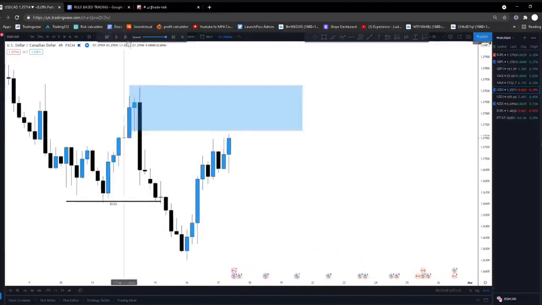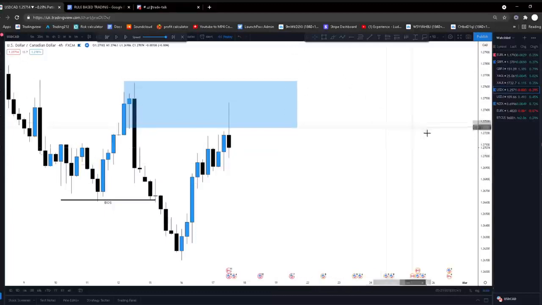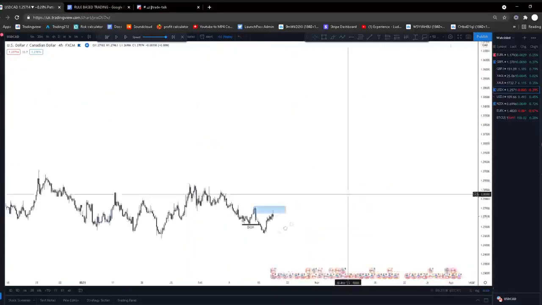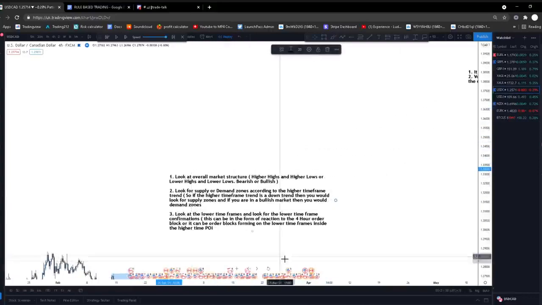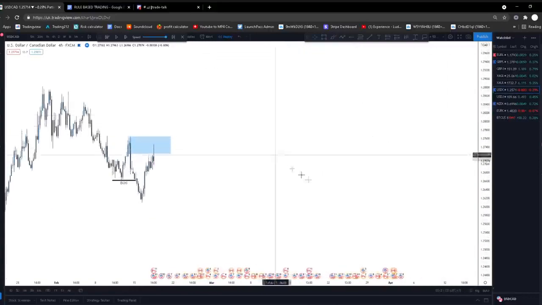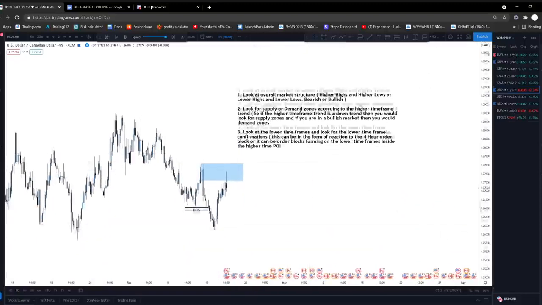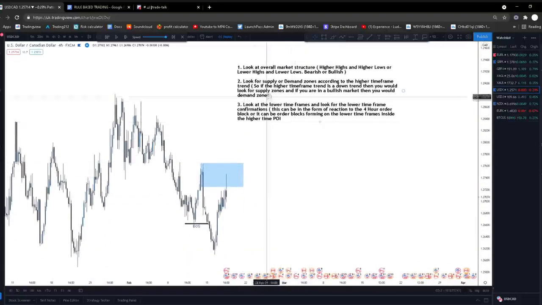So if I just get the next candle up for us, and then we look back at our rules. Remember, we need to refer back to our rules. Always follow your strict rules, right? Rule-based systems are always far more likely to outperform non-rule-based systems, right? So our first rule was look at your higher time frame bias, look at your supply and demand zones according to that higher time frame trend. What do I mean by that?